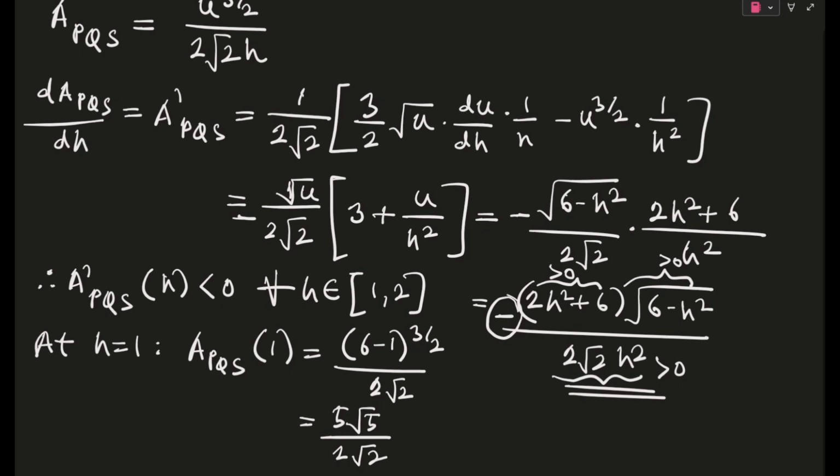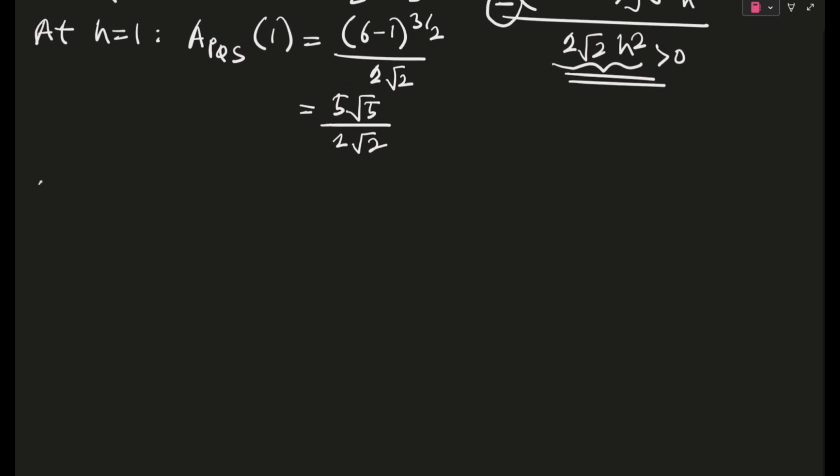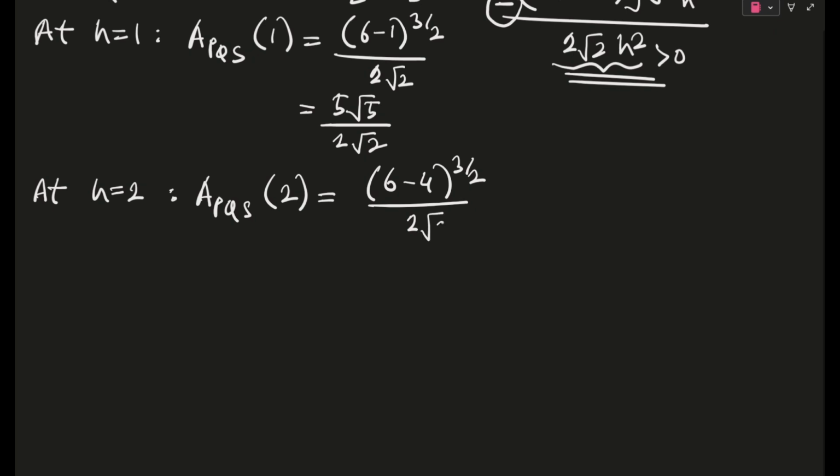So guys, now if we go on to calculating this at h equals to 2, this will come out to be A PQS at 2, and you can understand it's a decreasing function, right? Because the first derivative is less than 0, so it's a decreasing function. So obviously the value will be less than this. So this will come out to be 6 minus 4 power 3 by 2 whole divided by 2 root 2 times 2. So this thing will come out to be 2 root 2 by 4 root 2, which is equal to half.